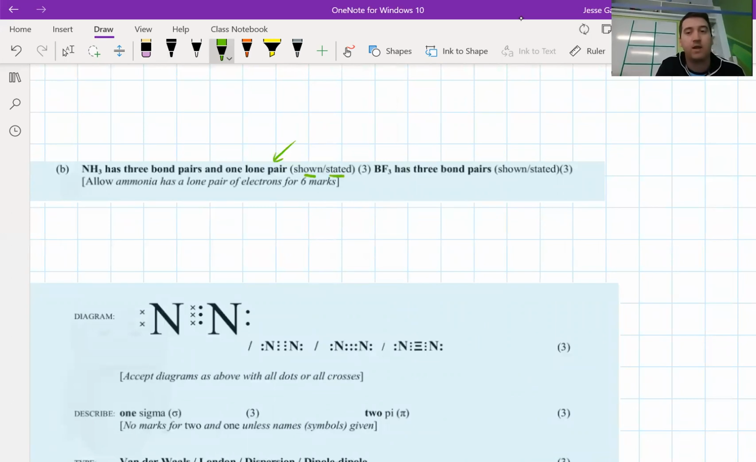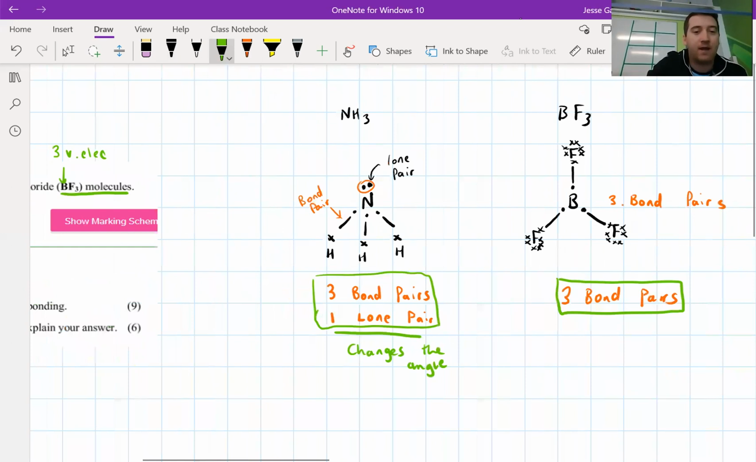To get all the marks there, look what you had to have. NH3 has 3 bond pairs and 1 lone pair, and it says either shown or stated. So you could have either written it down like I did afterwards or shown it from the diagram. BF3 has 3 bond pairs, and again, shown or stated. So you can get it either way, 3 marks each. Okay. So that's that question.